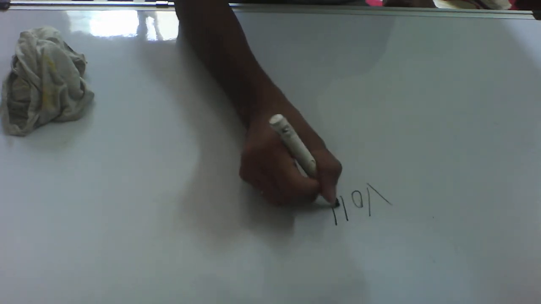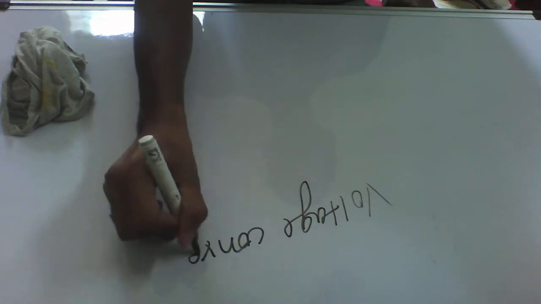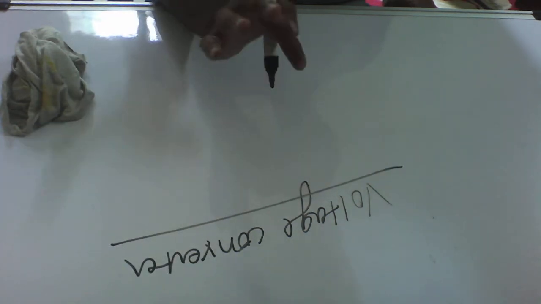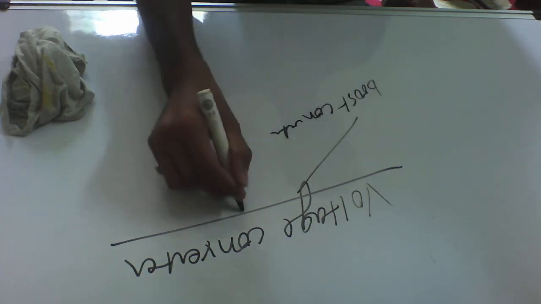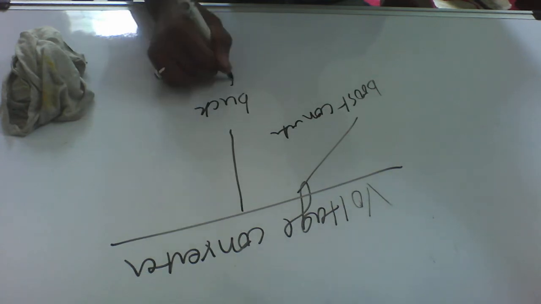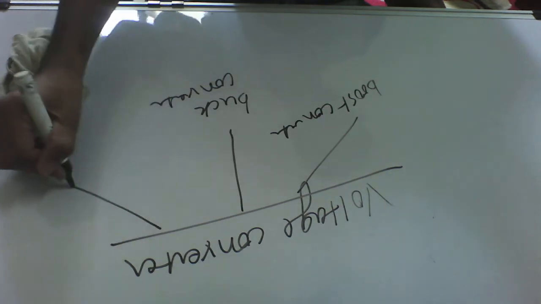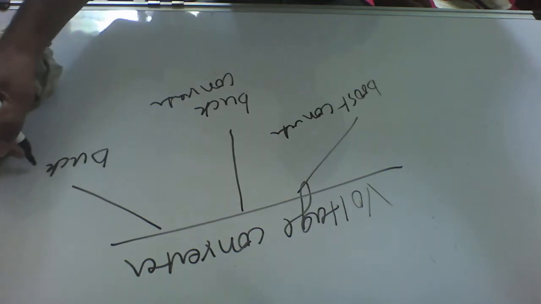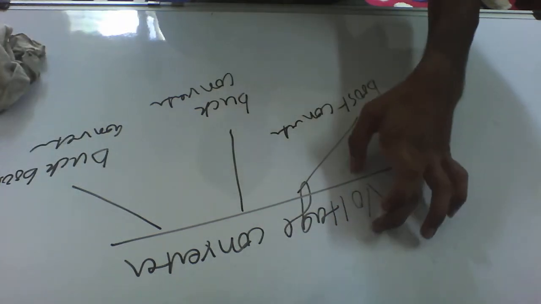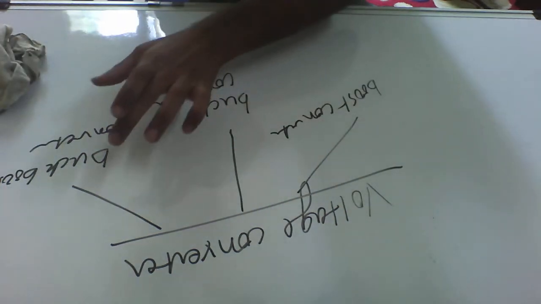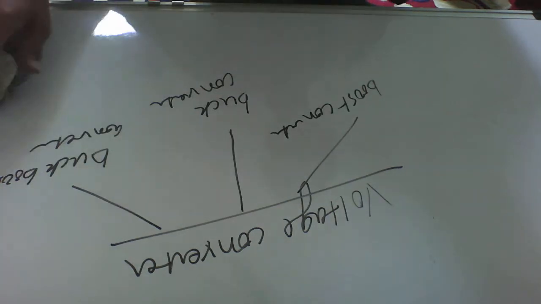Now the voltage converter is categorized into three types: boost converter, buck converter, and the buck boost converter. So let us see the individual circuit diagram for the following.